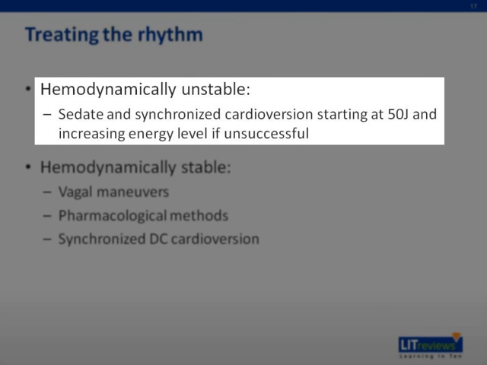Proceed to sedate the patient and administer synchronized cardioversion starting at 50 joules and increasing the energy level if unsuccessful. The goal of therapy, be it via electrical means or via pharmacological means, is to disrupt the re-entrant circuit by blocking conduction in either limb of the circuit. This will result in a return to normal conduction and normal sinus rhythm.